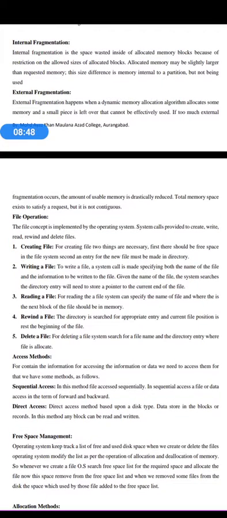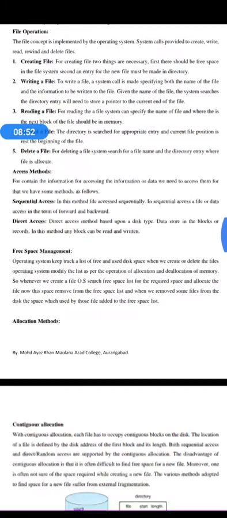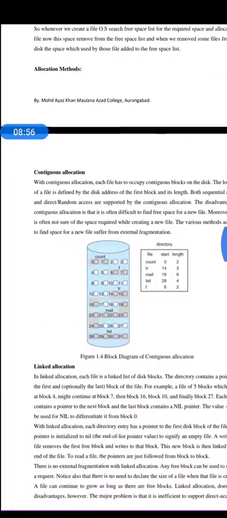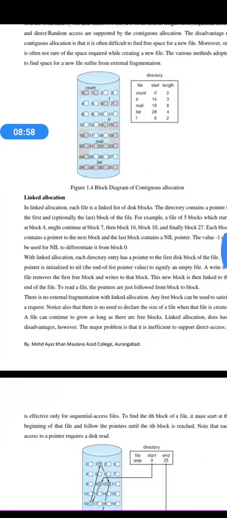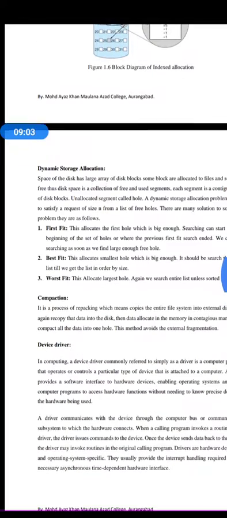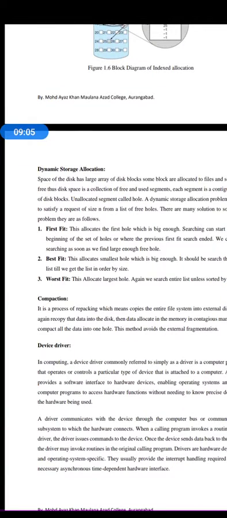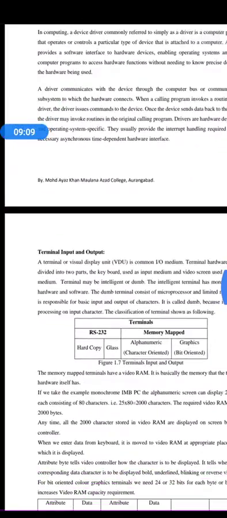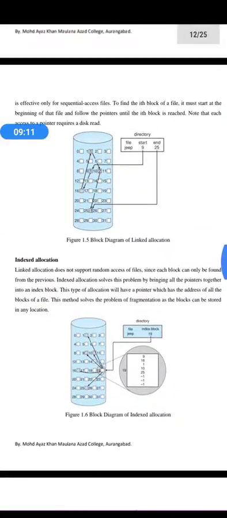In the next lecture, we are going to see the file operations, the different file operations, what they are. Then how to allocate a file. There are 3 different methods: continuous allocation, linked allocation, and index allocation, and the different algorithms used for that. Okay, so for today's lecture, this is all, and you have to remember 2 things.